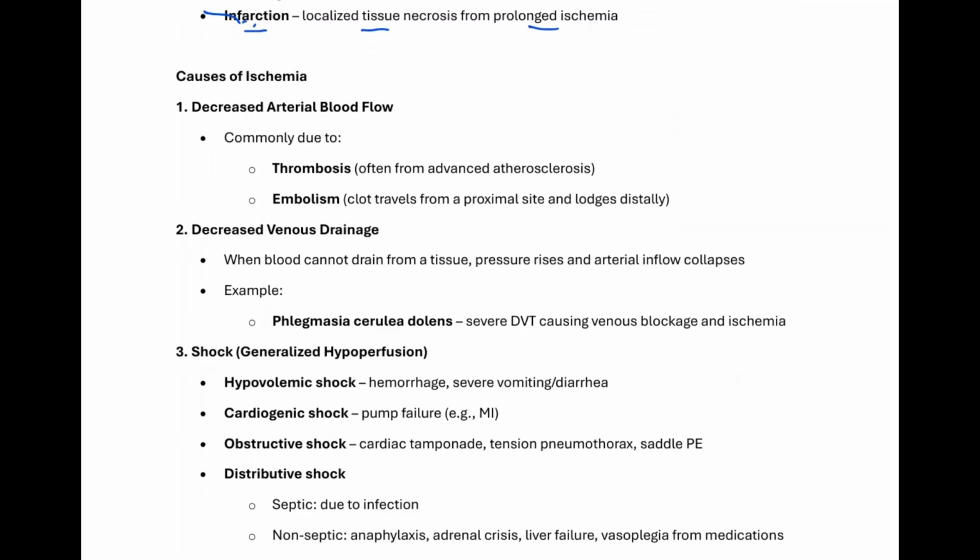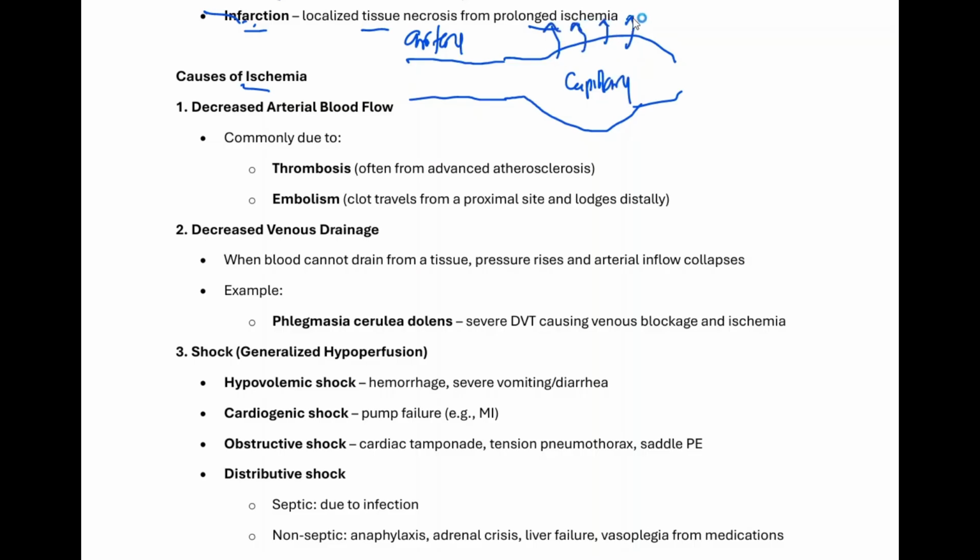So let's look at the causes of ischemia. As we know, the blood is going to move from the artery to the arterioles, and then from the arterioles, it's going to go to the capillary. And at the capillary, that's when the gaseous exchange takes place, right? So oxygen is going to go to the tissue.